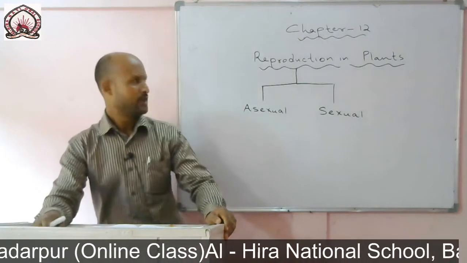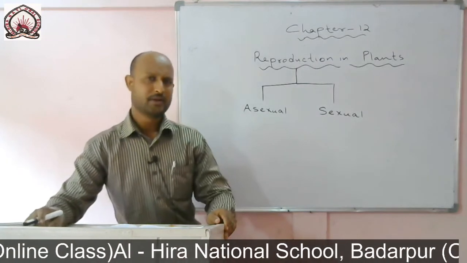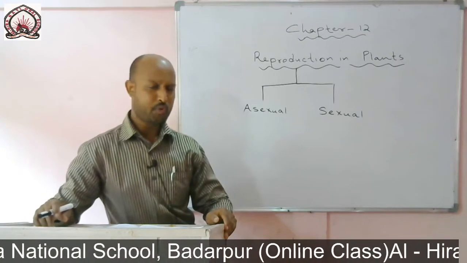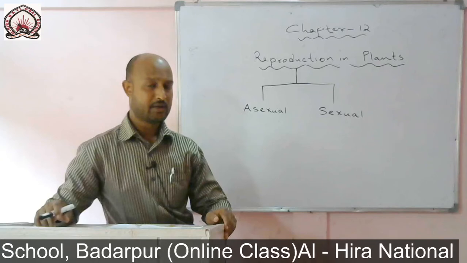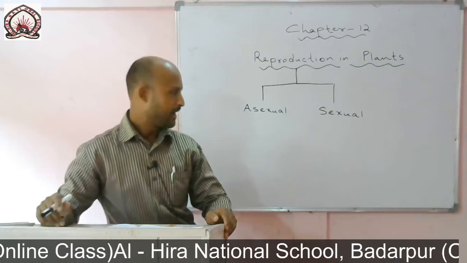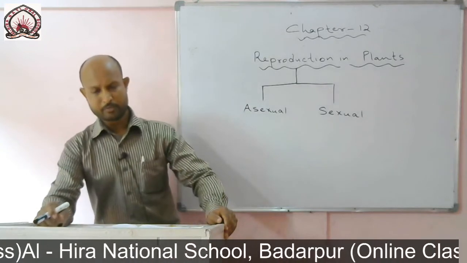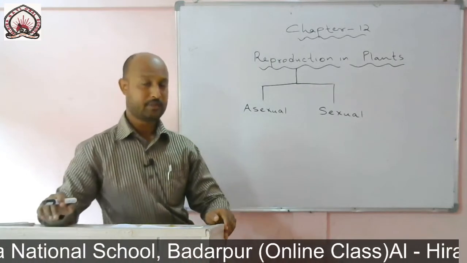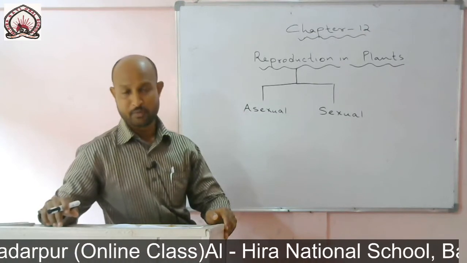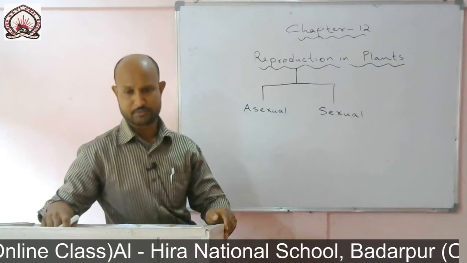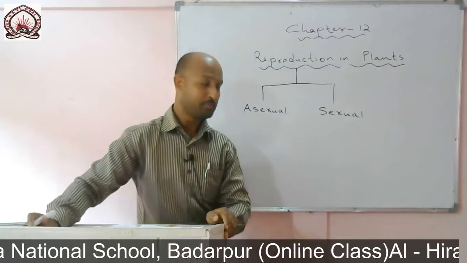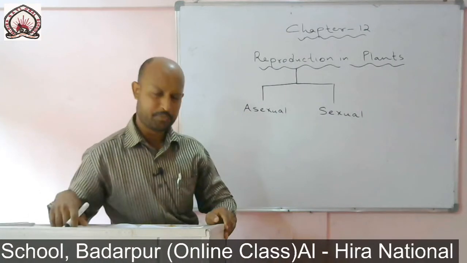Students, in our previous class we learned a little portion regarding reproduction in plants. You learned the types of reproduction as asexual and sexual, and under the asexual mode of reproduction you also learned the different modes, that is budding, fragmentation, spore formation and vegetative reproduction. Today in this class we will learn the other type of reproduction, that is sexual reproduction.